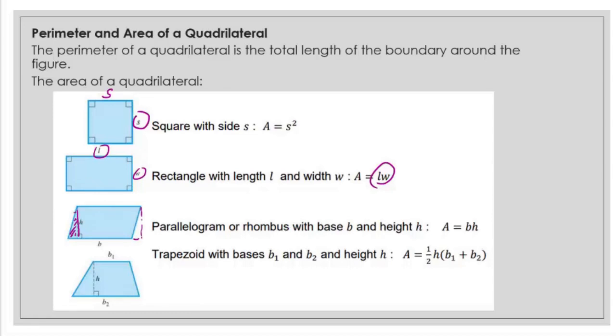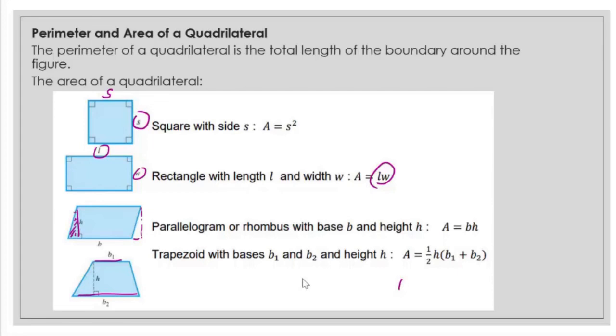And finally, the trapezoid now has only two parallel sides, where the rectangle, the square, and the parallelogram all had opposite sides that were parallel. Here now we just have the top and the bottom that are parallel, and the other two sides can be any angle at all. In this case, because our bases have different lengths, we first have to take the average length of the two bases.